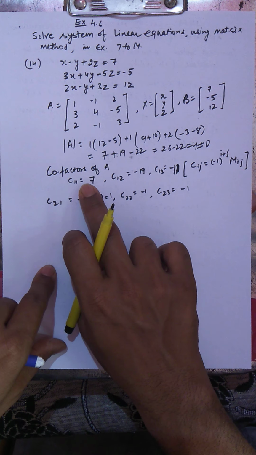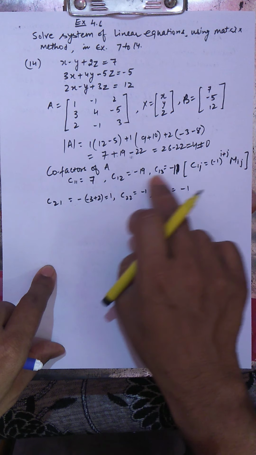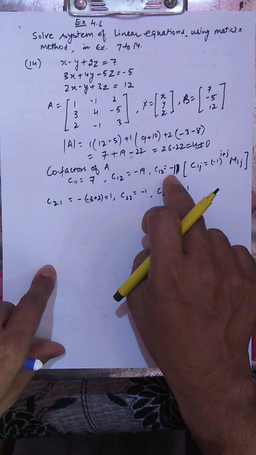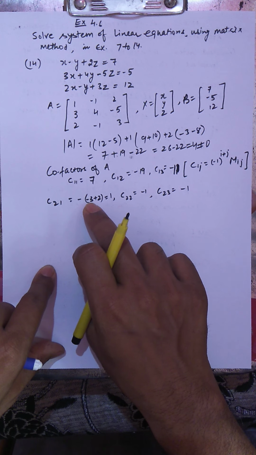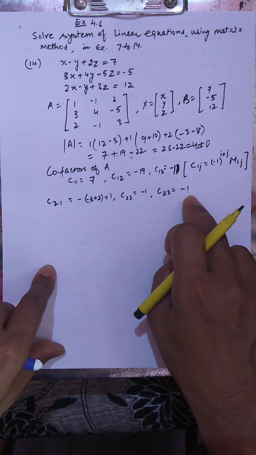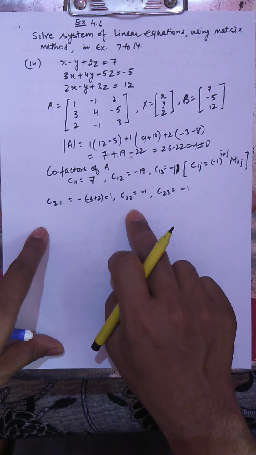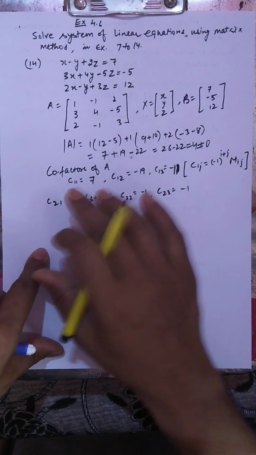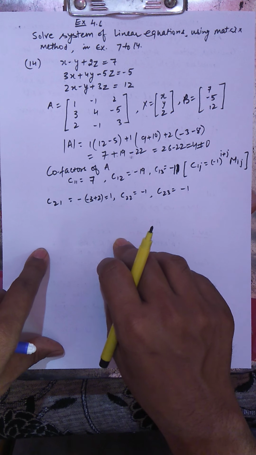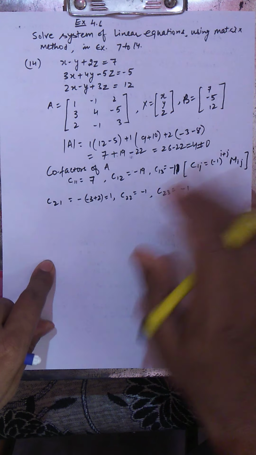Remember, it is better that you always write the cofactors of the first row in one line, the cofactors of the second row in the second line, and the cofactors of the third row in the third line, so that when you put the values into the adjoint of A, you will not make any mistake.